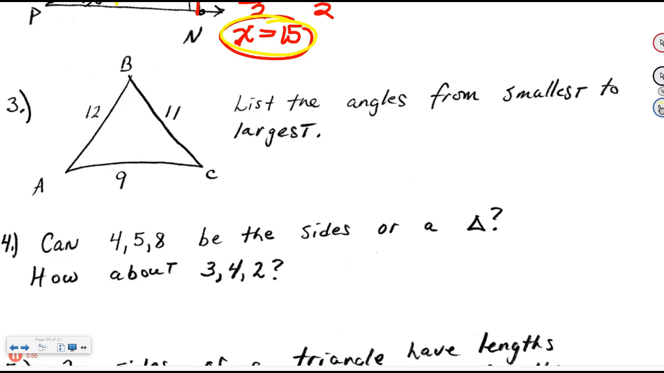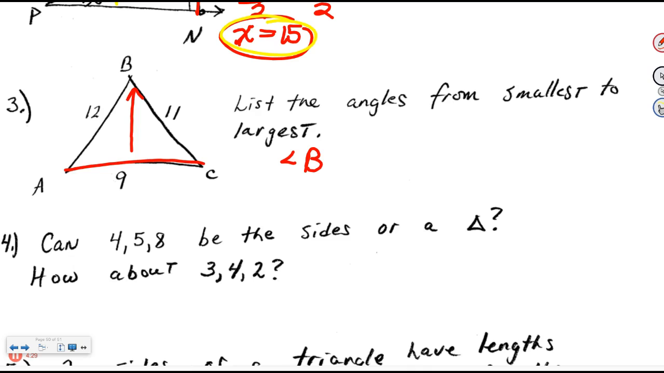Number 3, list the angles from smallest to largest. So remember, the smallest angle is across from the smallest side and vice versa. The smallest side is across from the smallest angle. So I only put one example of this up here because it works both ways. So if I want the smallest angle, I go look for the smallest side and I head across from it. So if I'm asked what is the smallest angle, I say angle B.